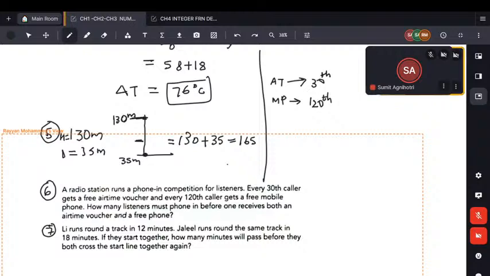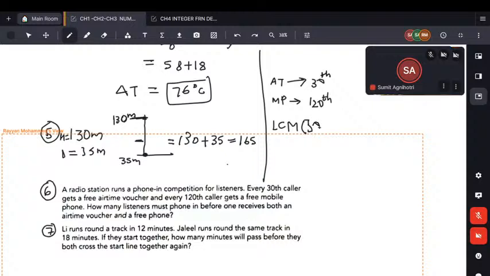Okay, a particular listener should receive both. If that listener needs to receive both, how many times should he call there? That means he needs to call that many times so that the number you get is divisible by 30 as well as divisible by 120. That means you need to take the least common multiple of both, and in this way you decide that you have to calculate the LCM of these two numbers, 30 and 120.